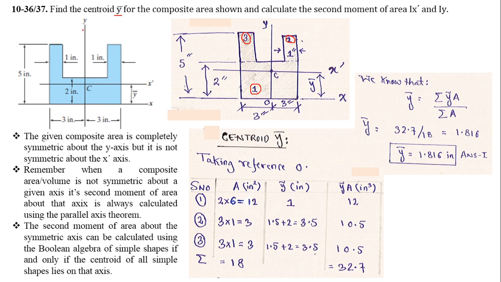Okay, and since this cross section was symmetric about the y axis, the centroid lies on the y axis only. So you don't have to calculate the x coordinate of the centroid because it is lying at 0.